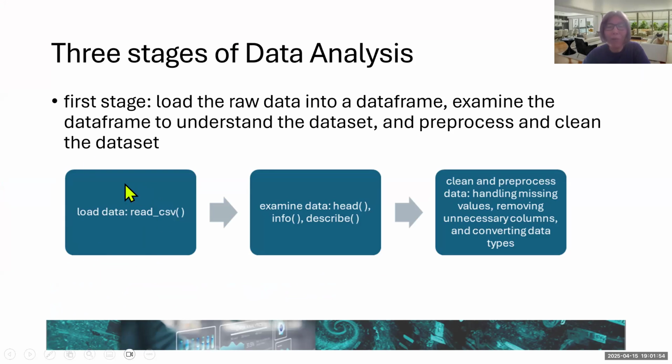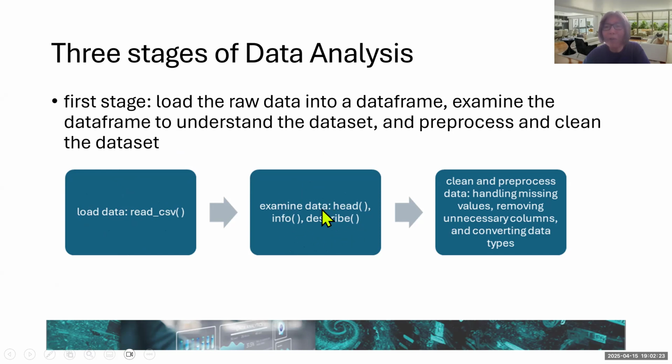Generally speaking, it's a CSV file. So in Pandas, you can directly call the read CSV function. This is to load the data into a data frame, so all of our work is done on the data frame. Then we examine the data frame to understand the data set.